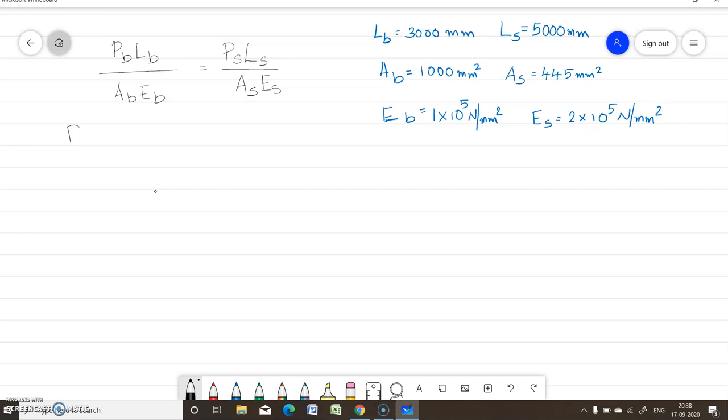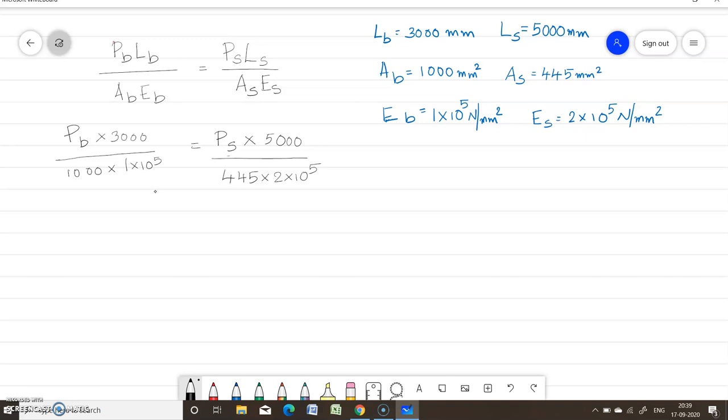We don't know what is the force in the brass bar, so we can substitute PB into length is 3000 millimeter divided by area of brass bar is given 1000 millimeters square, Young's modulus is given 1 into 10 raised to 5. This is equal to PS, force in steel rod, that we don't know. Length is given 5000 millimeter divided by area of steel rod is given 445 millimeters square into Young's modulus of elasticity 2 into 10 raised to 5.